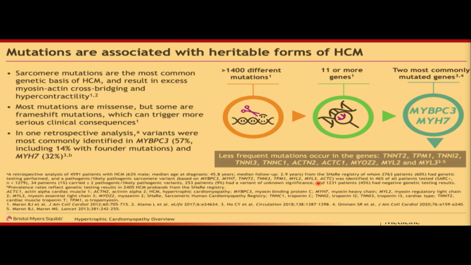As of today, we have over 1,400 different defined mutations that are directly associated with development of hypertrophic cardiomyopathy, and 11 or more genes are now known. Again, mostly they are in the sarcomere, and the two most common genes are myosin heavy chain and myosin binding protein C.